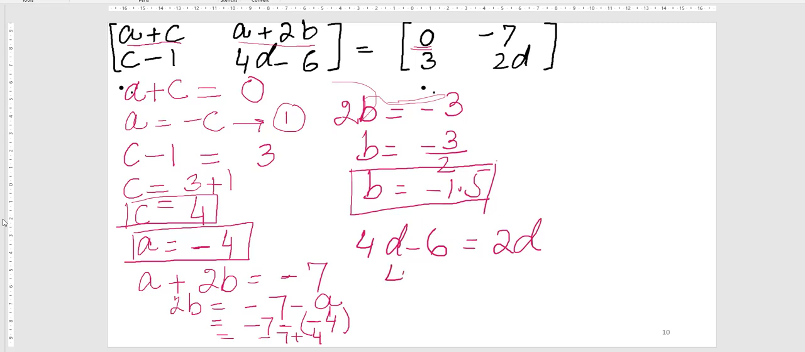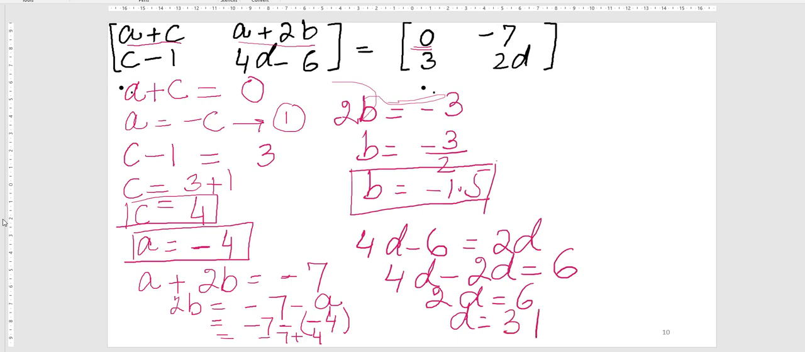How will we solve this? We have to find out the value of d. So we will bring this d together with 4d, and we will take 6 on the other side of the equation. It is 2d equals 6, or d is equal to 6 by 2, which is equal to 3. So now we have the value of a, b, c and d. All values are there. If we put these values instead of a, b, c, d, it should be equal to 0, minus 7, 3, and 2d.